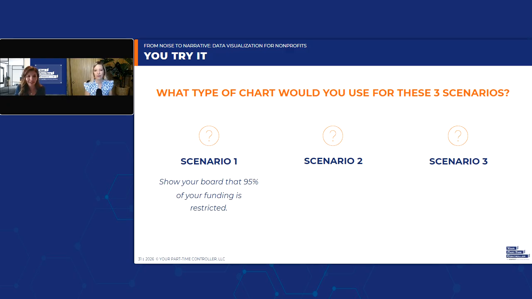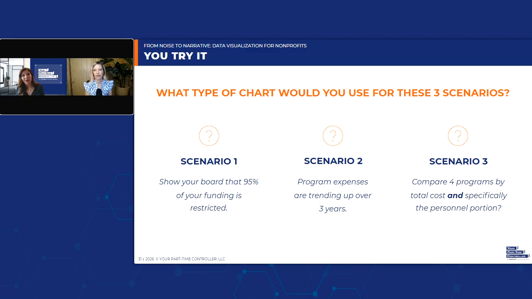Scenario 2, your program expenses are trending up over 3 years, and you need to show that in a very compelling visual. Think about what chart you would use for that one. And then finally, scenario 3, you want to compare 4 programs by total cost, and you specifically want to highlight the comparison between the personnel portion. So again, get out your piece of paper, your pen, and just quickly jot down your answers. There's no right or wrong.